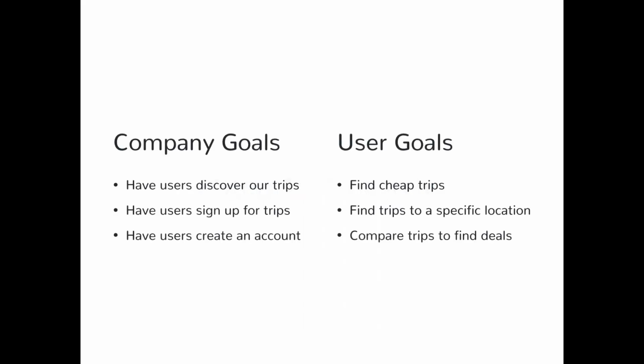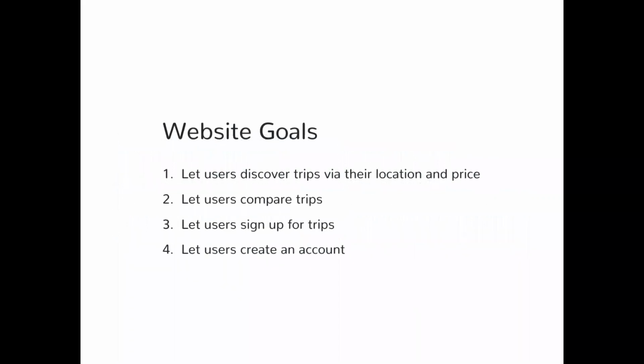For example, our company goals might look like having users discover our trips and signing up for them. And if they create an account along the way, that's great. Meanwhile, our users' goals might be to just find some cheap trips, or they want to go to a specific location, or maybe they've got two in mind and they're trying to find a deal and figure out where they want to go. With these goals mapped out for our company and users, we can then combine the list and prioritize the goals based on that overlap. So goals that overlap should take a higher priority than goals that don't.